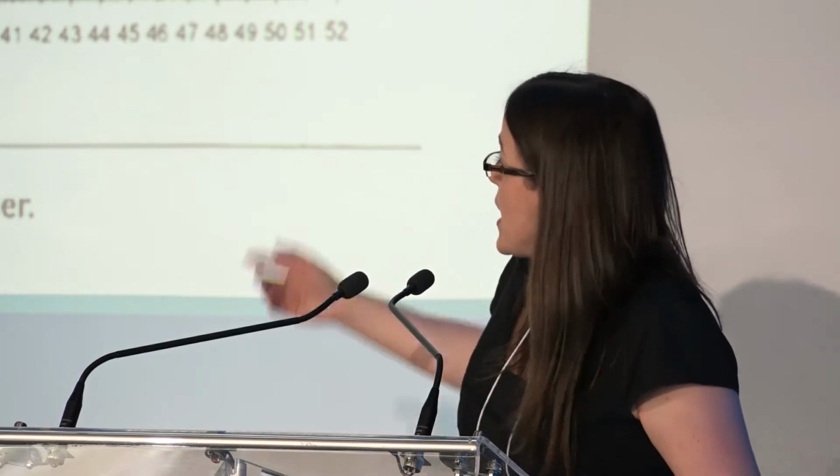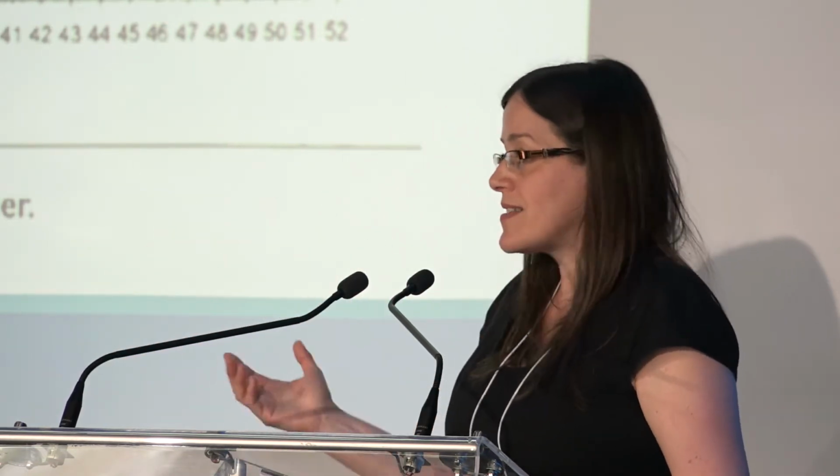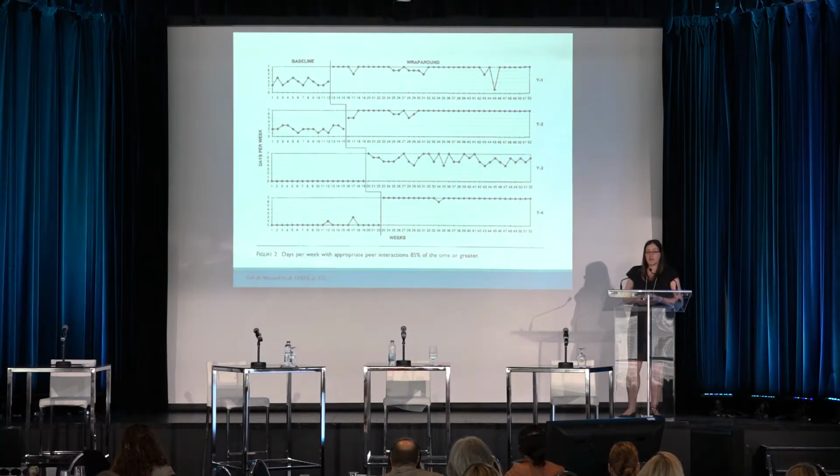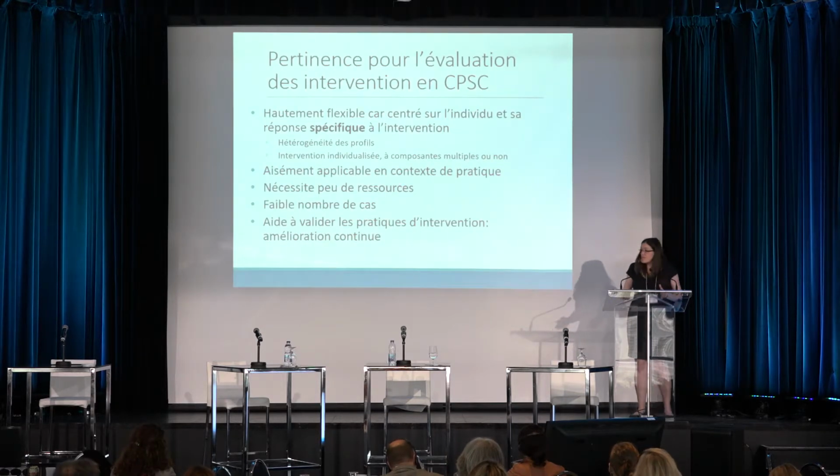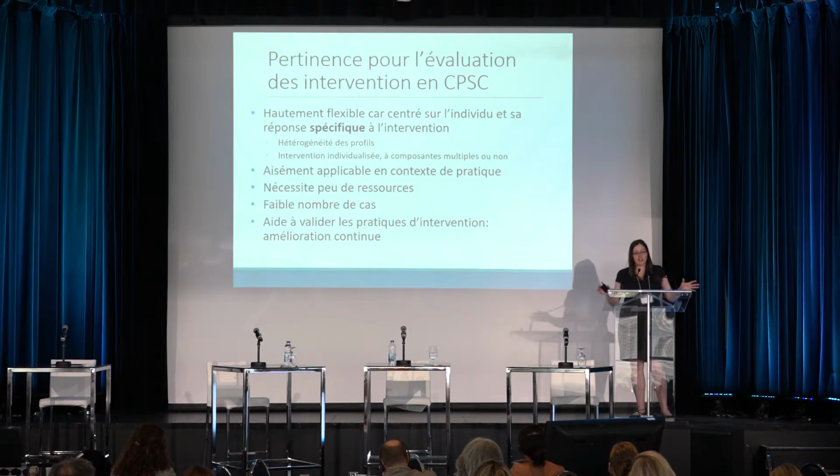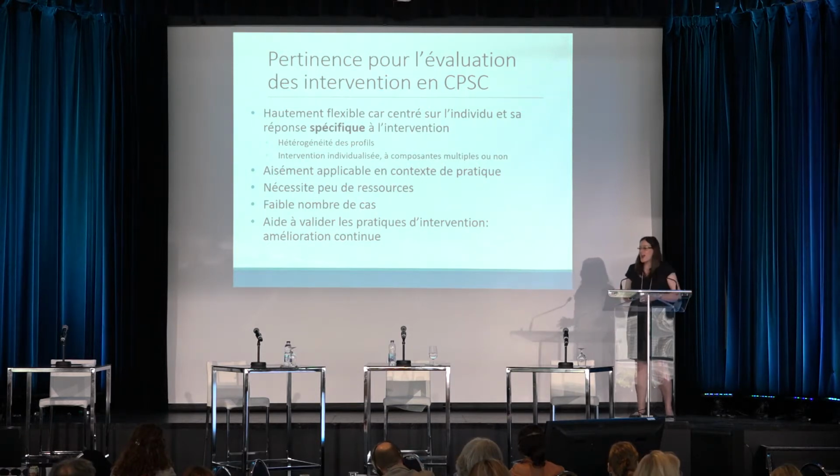So they defined the behaviour that was to be observed. This is to show that this can be implemented for lots of complex intervention models, such as the one that we use in the community social pediatric centres. So why is this type of research design relevant for you?